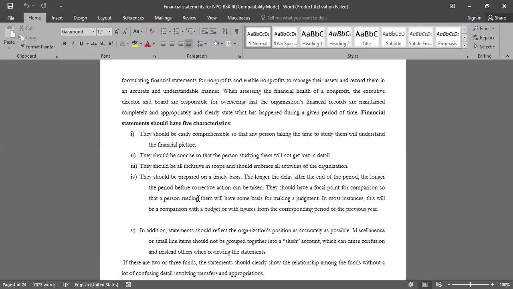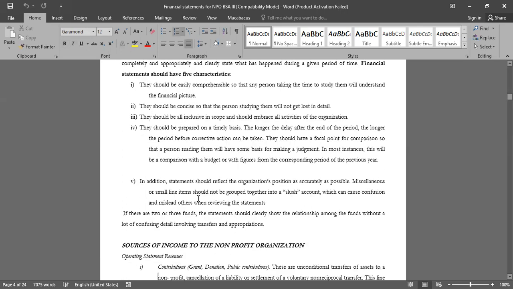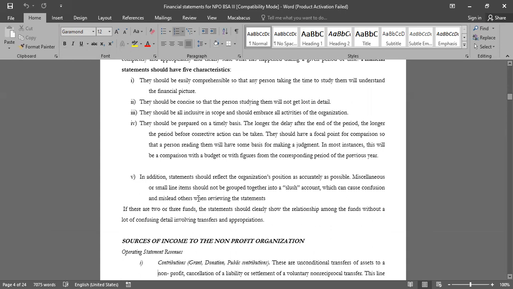They should be prepared on a timely basis, that is a constant. Otherwise, reports that are not timely don't aid in decision making and therefore they're useless. Then in addition, statements should reflect the organization's position and performance as accurately as possible.